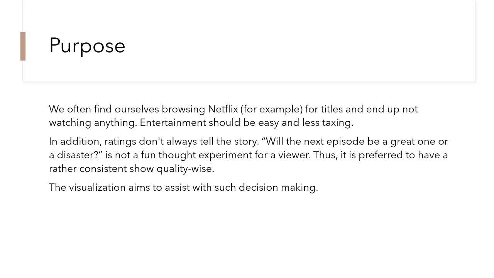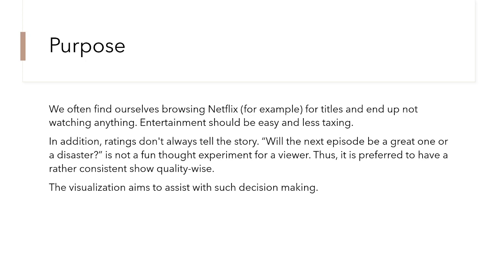The purpose of our project is that often you find yourself searching and browsing titles for a long time and not ending up watching anything because you did not know exactly what to watch. That should not be taxing. Entertainment should be easy. And another thing is that ratings don't always tell the story.